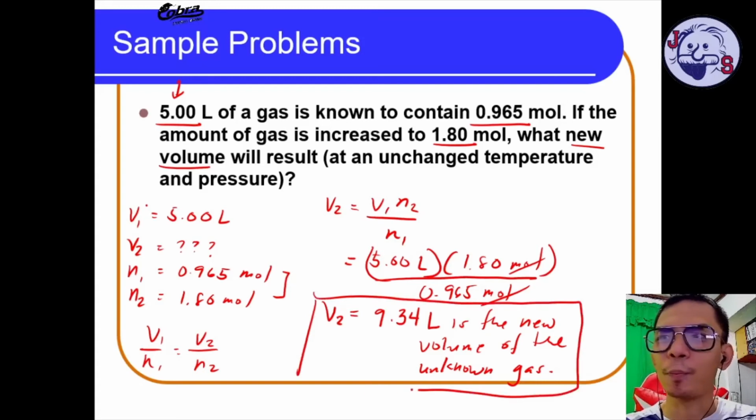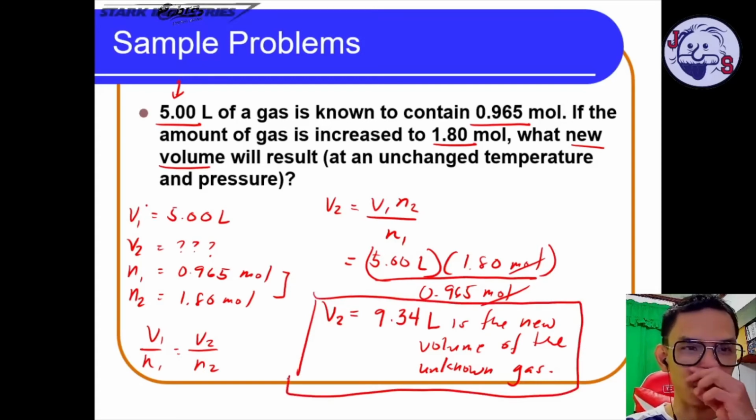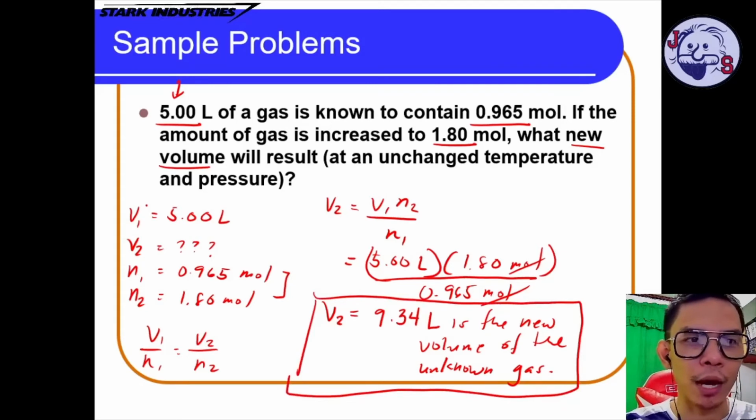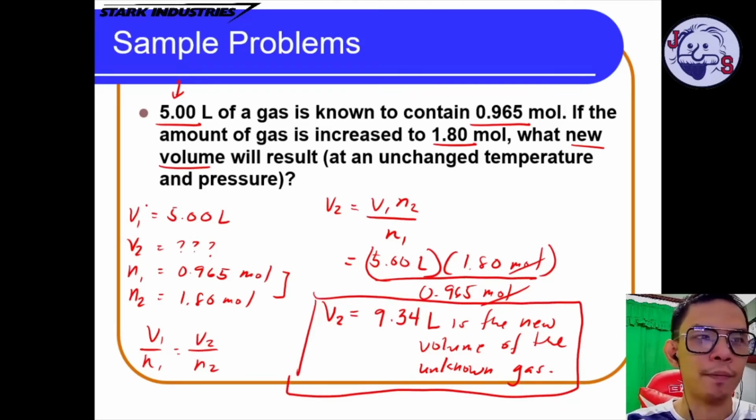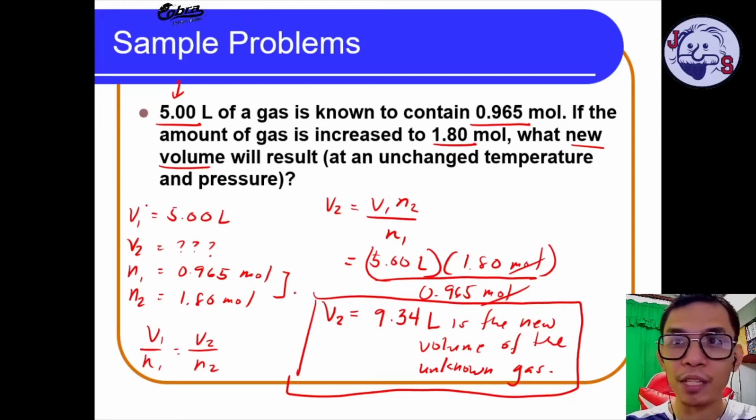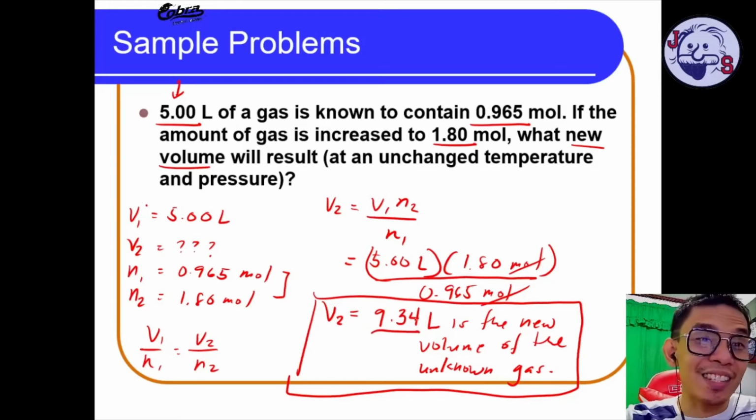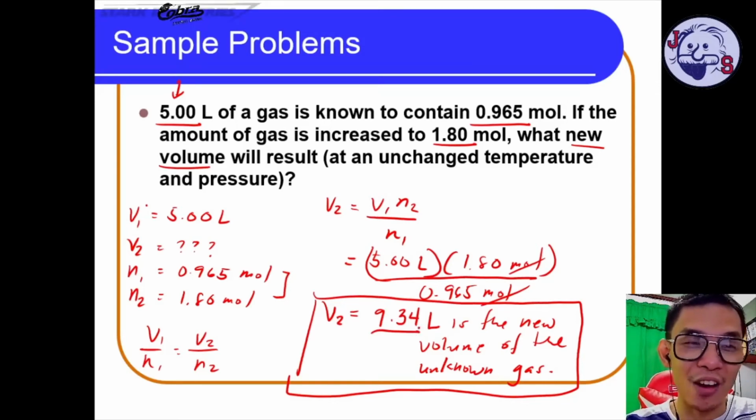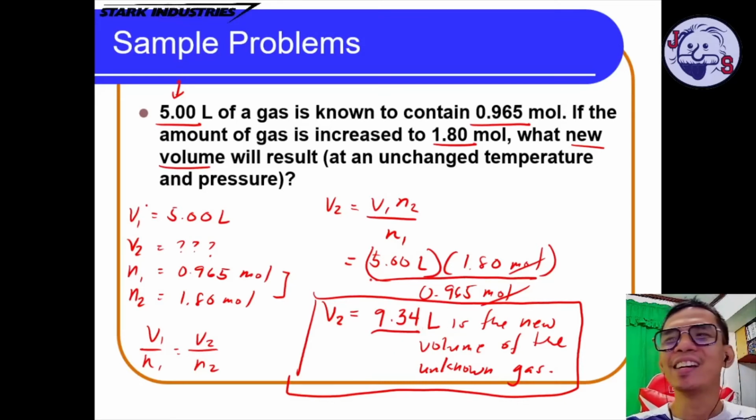That is the complete and correct answer that we have right over here. So, is our expectation correct, that V sub 2 should be greater than V sub 1? It is correct. If this were less than V1, we would have a big problem. So that is 9.34 liters.